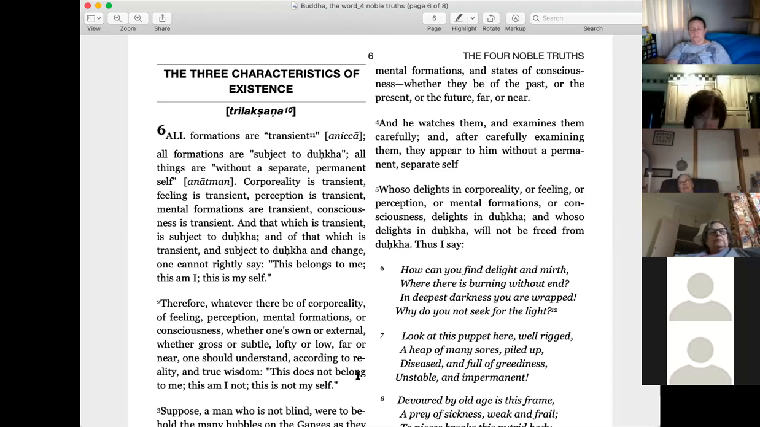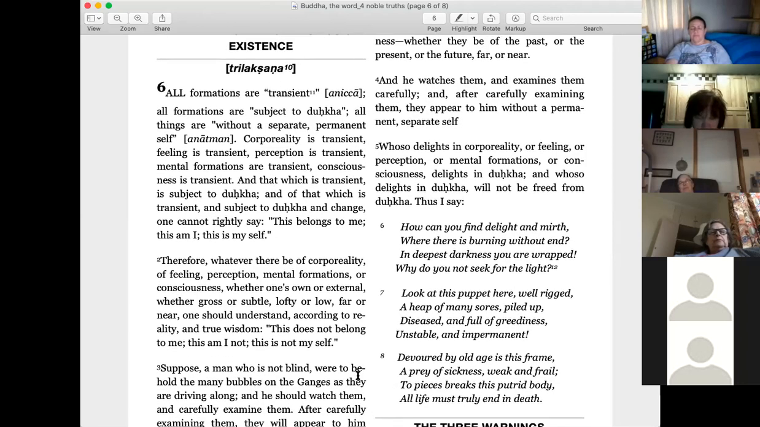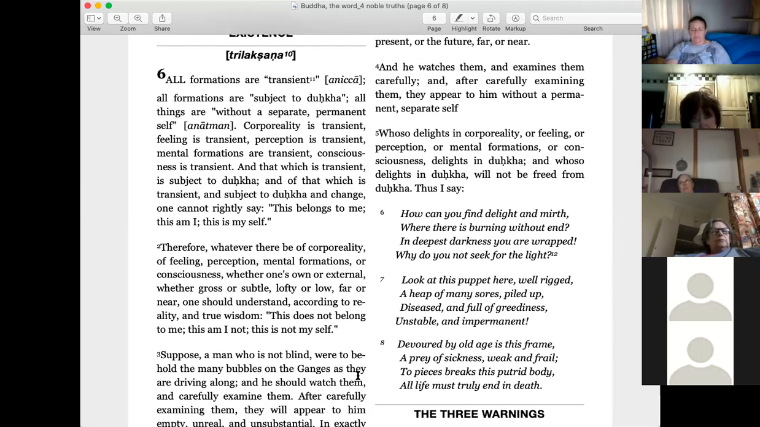So then he explains that, wherever there is corporality or feelings or perceptions or mental formations or consciousness, whether it's our own or external, whether it's a big or a small experience, whether it's what we may think of as an evolved or an advanced experience, or a low or a base experience, all of those things, we should understand that if we embrace true wisdom, in the Buddha's case, true wisdom being the understanding of how reality is, none of those things belong to us, none of those things are who we are, and that is not a self.